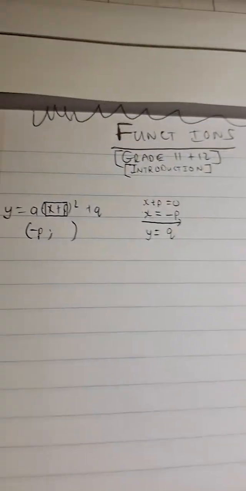Y, the y coordinate, is the q value as it is. So that means the y coordinate of the turning point would be q. So that is being general. The turning point is read from the turning point form. That's why we call this the TP form, the turning point form, or we call it the vertex form.